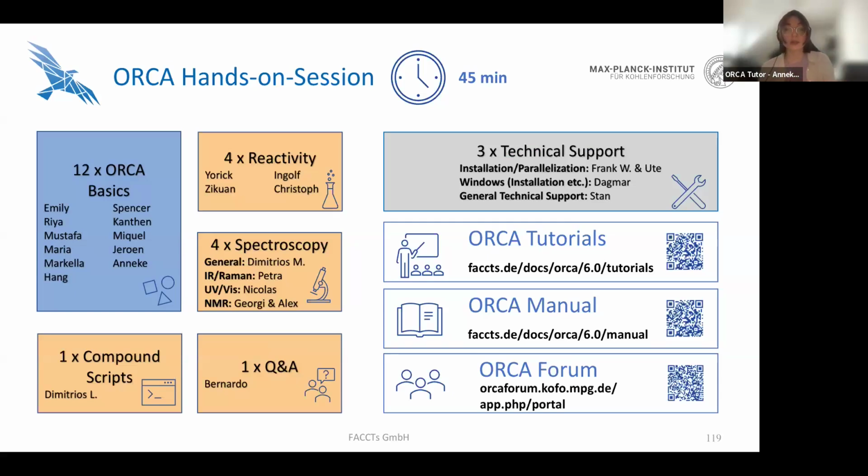I'm not sure, are there any questions regarding the structure of the hands-on session, or can we just start distributing?